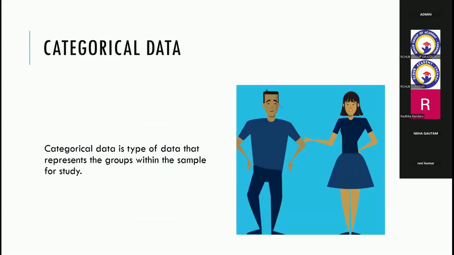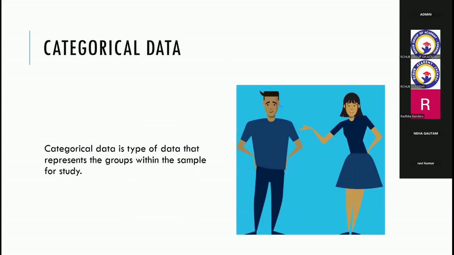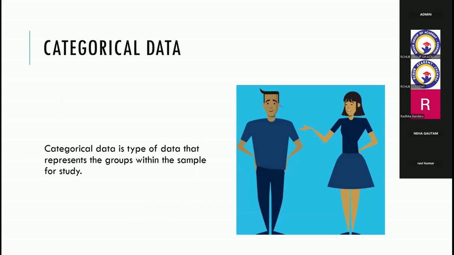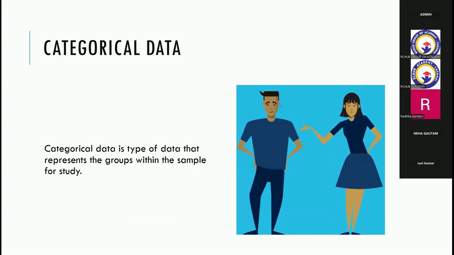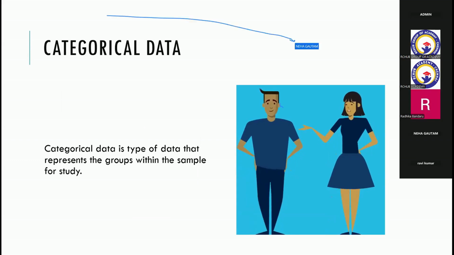So what is categorical data all about? Categorical data is something that is categorical in nature. Say gender, male, female. What do you prefer, tea or coffee? What do you prefer, sweet or spice? This is what is called categorical data. Anything that is being categorized.